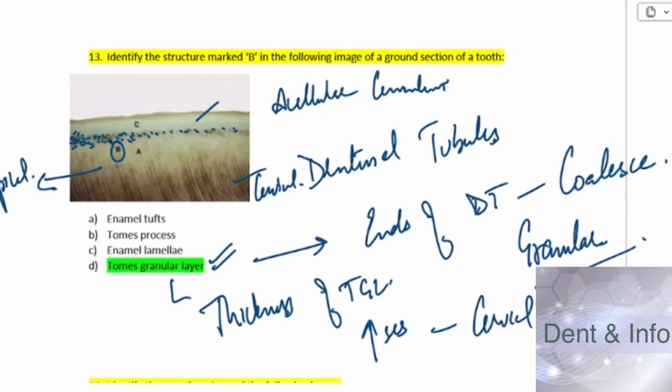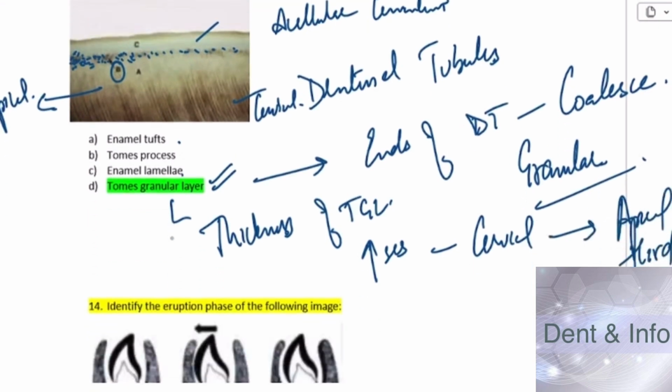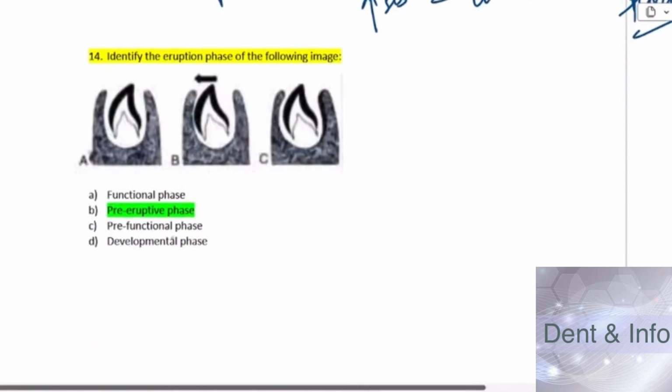Enamel tufts, processes, enamel lamella, you all are aware of. So that was about Tomes' granular layer. Now moving on to the next question. Identify the eruption phase of the following image. So as you could see, A, B and C.